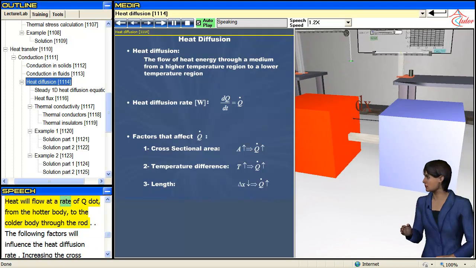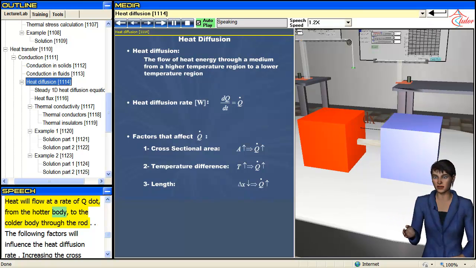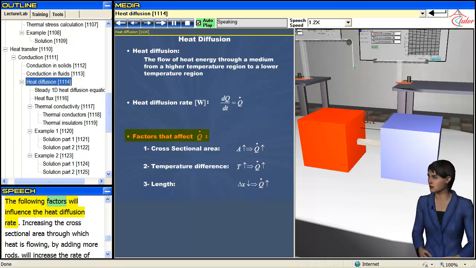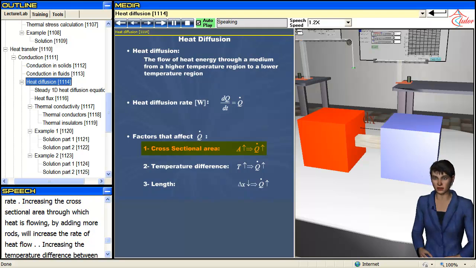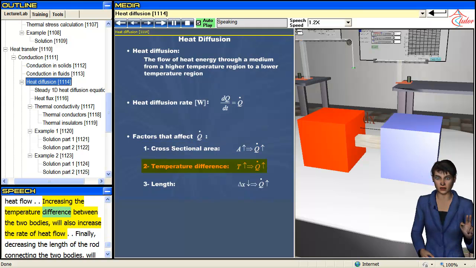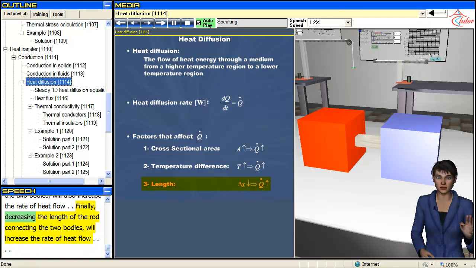Heat will flow at a rate of Q dot, from the hotter body to the colder body through the rod. The following factors will influence the heat diffusion rate. Increasing the cross-sectional area through which heat is flowing, by adding more rods, will increase the rate of heat flow. Increasing the temperature difference between the two bodies will also increase the rate of heat flow. Finally, decreasing the length of the rod connecting the two bodies will increase the rate of heat flow.